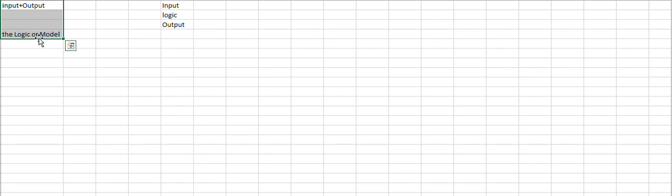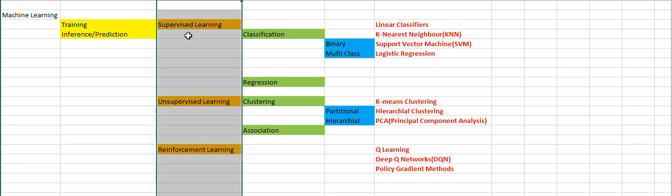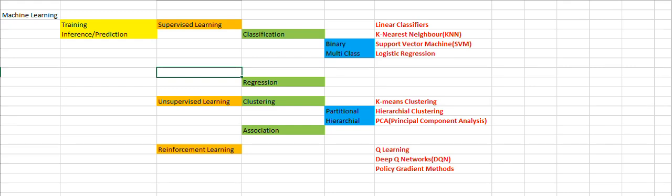Now coming to machine learning, what are the major types of machine learning? As I mentioned here, you have training and inference or prediction. They are the two steps which machine learning does. That is training, the analysis of the past data, and it will predict as per that. Okay. Now the three types of machine learning: one is supervised learning, one is unsupervised learning, and one is reinforcement learning. So now let's understand what is supervised learning.